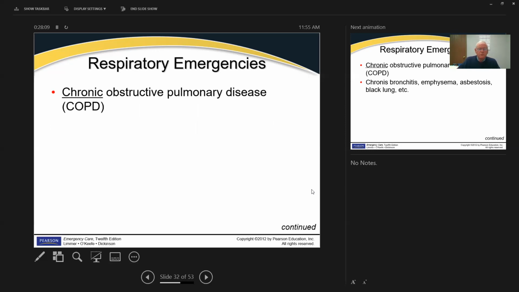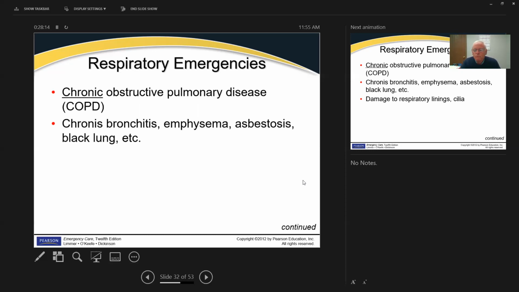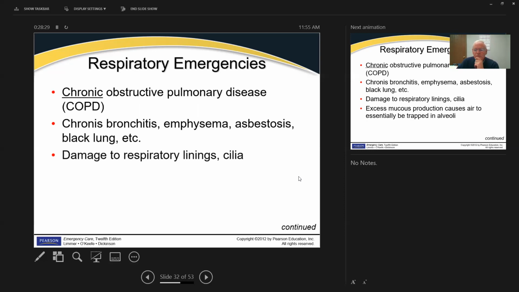Then we have chronic obstructive pulmonary disease, COPD, and that's a catch-all term for a bunch of different types of problems: chronic bronchitis, emphysema, asbestosis, black lung, coal miner's lung. There's a host of these things. What's happening here is there's been damage to the linings of the respiratory tree. And we have cilia, which are hair-like things coming off the cells that hopefully waft bad stuff away. They get paralyzed in many cases and don't work anymore.